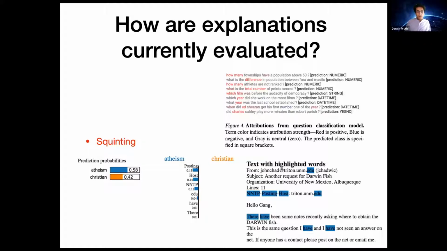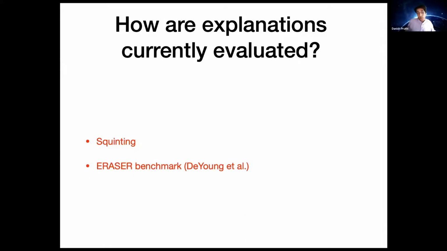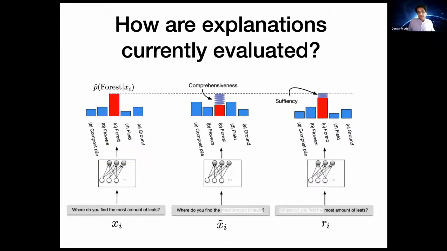And this is another example where they were trying to detect atheism versus Christianity in a newsgroup, and there are some highlights and so on. The other methods people have suggested to evaluate is, there was this very recent benchmark called the ERASER benchmark, which suggests two protocols. One is how comprehensive your explanation is and how sufficient your explanation is. So you can measure how sufficient your explanation is by just using the highlighted portion as per the explanation. And if you still are able to derive a lot of accuracy, then that means what you have is sufficient.